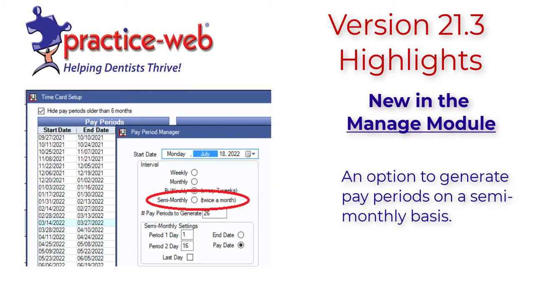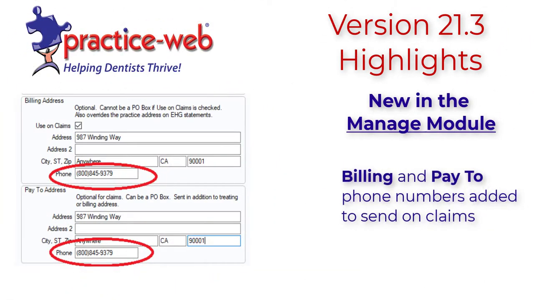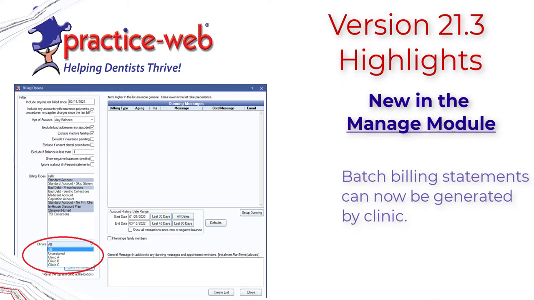In the Manage module, there is now an option to generate pay periods on a semi-monthly basis. You can use this feature by going to the Setup menu, then under Manage, click Time Cards. For insurance billing, the billing and pay-to phone numbers are now added so they can be sent on claims. If you have multiple locations, you can now allow statements to be created by clinic.